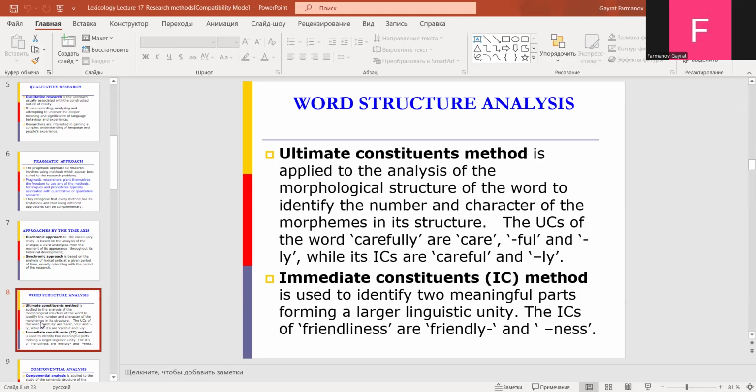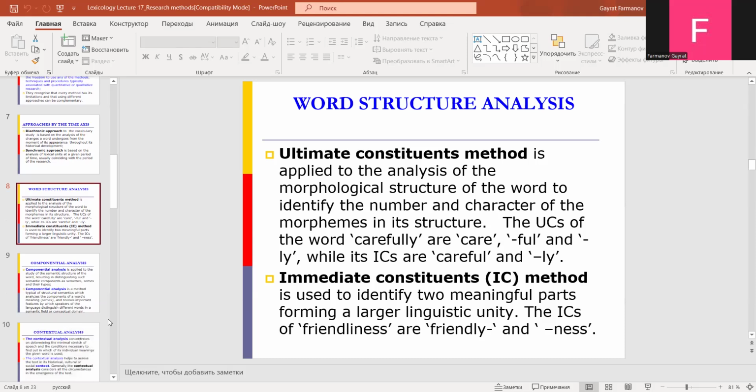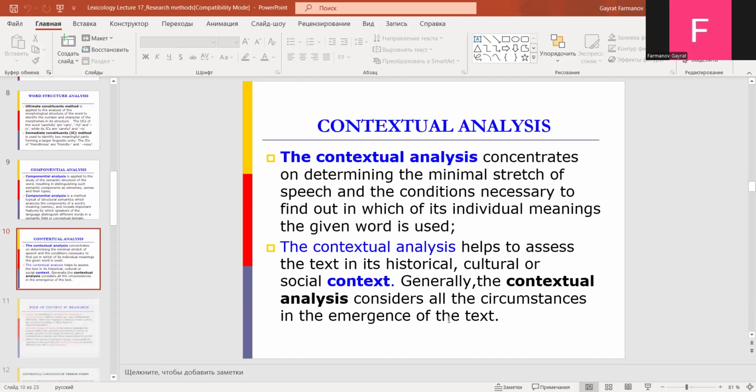Immediate constituents. The IC method is used to identify two meaningful parts forming a larger linguistic unit. And the ICs of friendliness are friendly and ness.